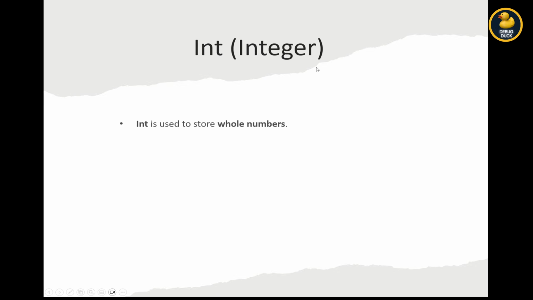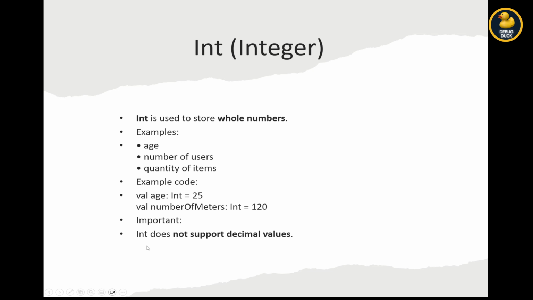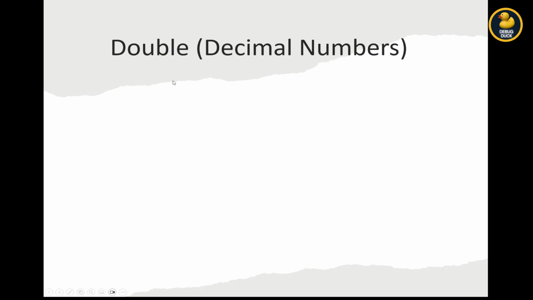The first one, Int. Int is used to store whole numbers, for example, age, number of users, quantity of items. Example: val age: Int = 25, val numberOfMeters: Int = 120. Important to know, Int doesn't support decimal values.